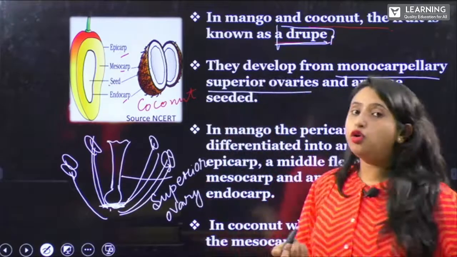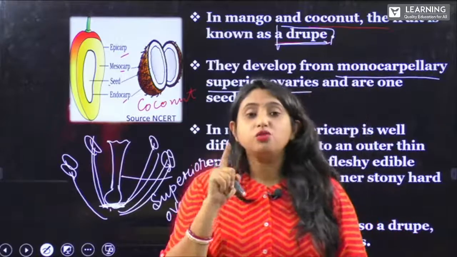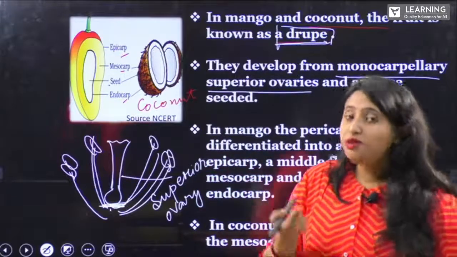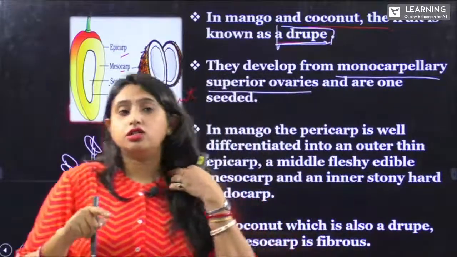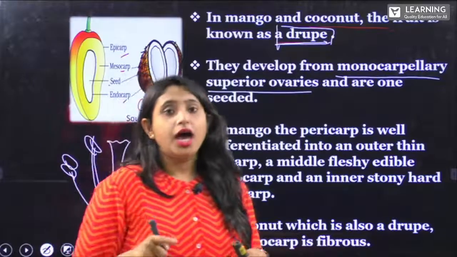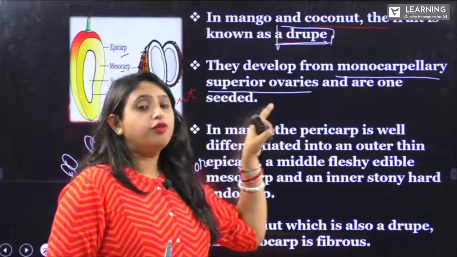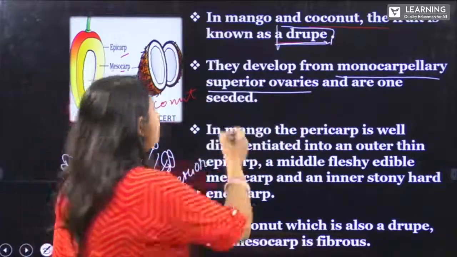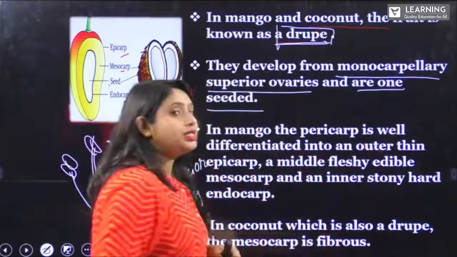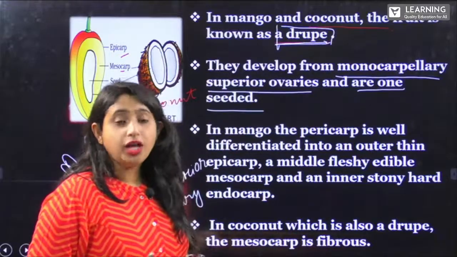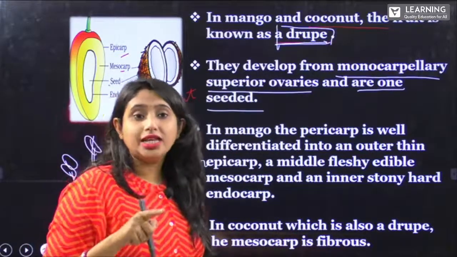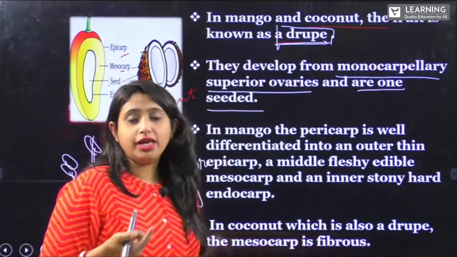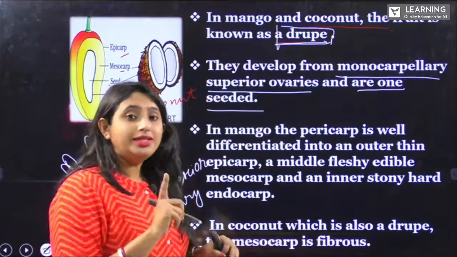So what is this mono? Mono means one, right? So what is this monocarpillary superior ovary? Monocarpillary superior ovary means the ovary which has got one carpel, okay, and it is superior. This type of ovary is known as monocarpillary superior ovary and is one seeded. So these types of fruits have one seed, as you can see in case of palm, then in case of mango, in case of coconut, they are having one seed.